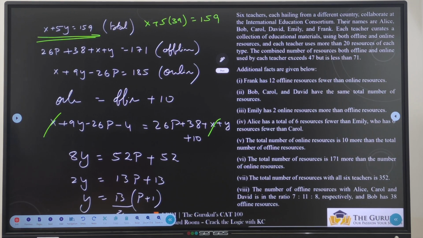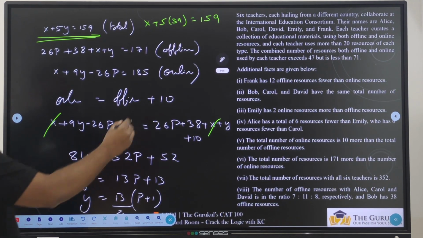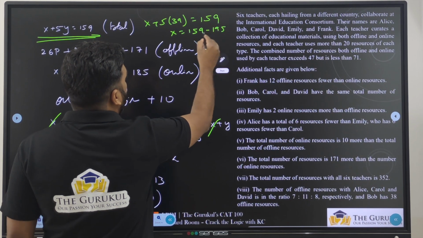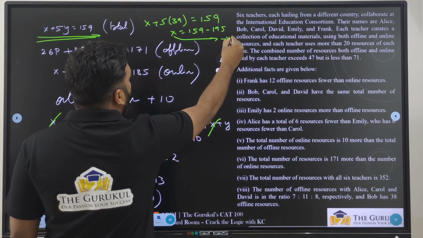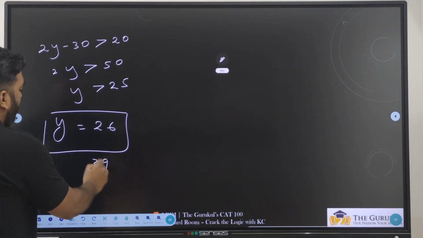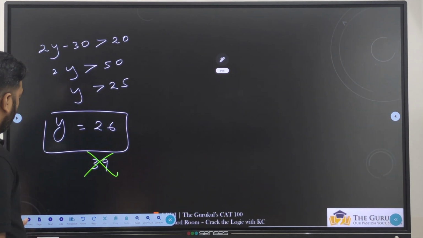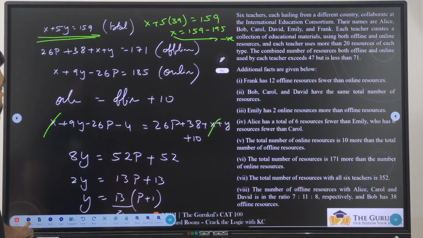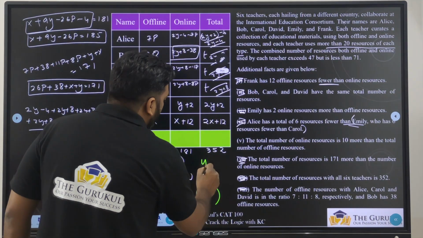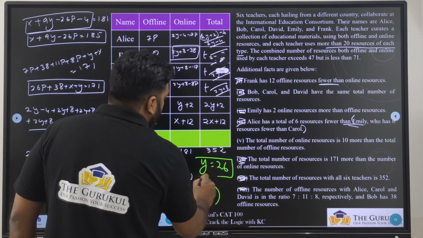Now calculate the x value. 5 into y, 5 into 39, will be equal to 195. So x will be equal to 159 minus 195, which means x is becoming a negative number, which is not at all possible. So y cannot be 39, y should definitely be 26 only. So I know the y value is equal to 26.